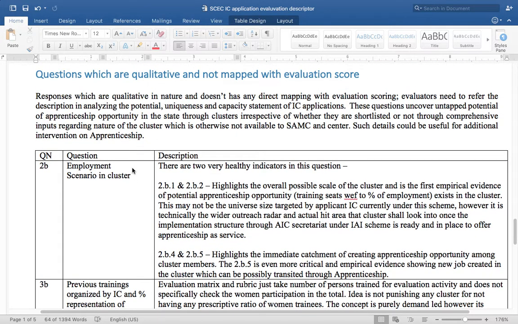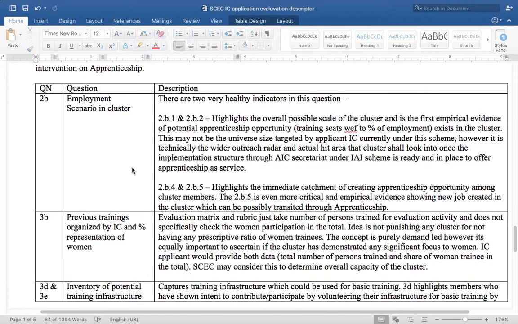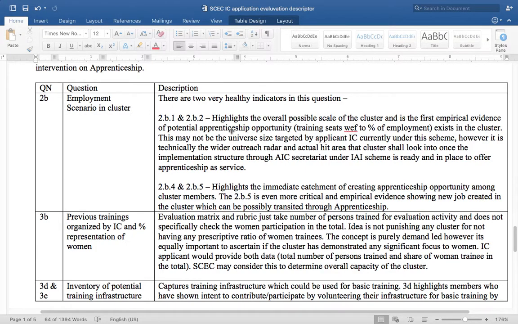What is important here is that it's not necessarily required that all questions lead to assessment, but there are very significant questions which open up a very interesting character of the cluster, which, put together, assessors in the evaluation committee can consider to understand the potential of the cluster and how it is fitting into the scheme of things. All the descriptions are provided. I will quickly take you through one example.